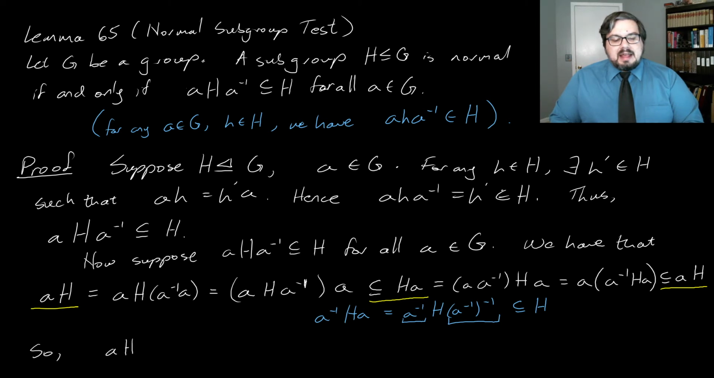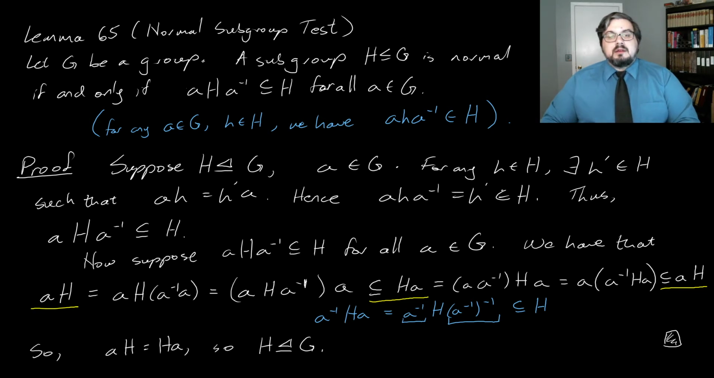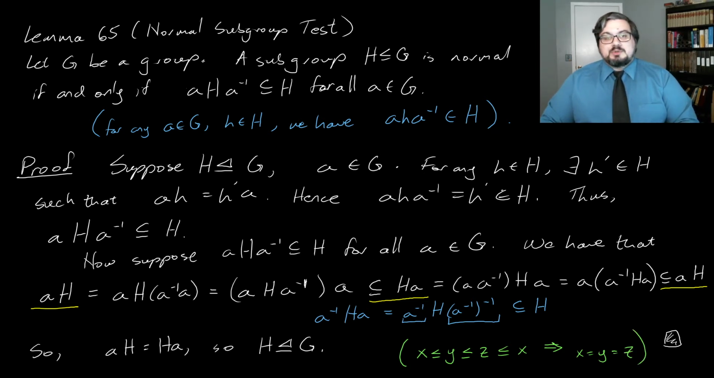We have that AH equals HA, so that means that H is a normal subgroup of G. And there we go. By the way, this same argument also applies when you're looking at numbers, say. If you have some sort of argument and you say that x is less than or equal to y, is less than or equal to z, is less than or equal to x, this all means that everything in sight has to actually be equal.